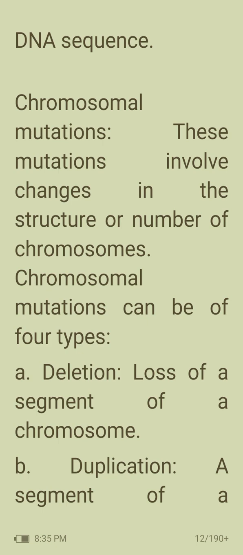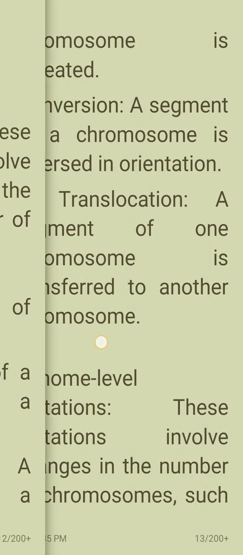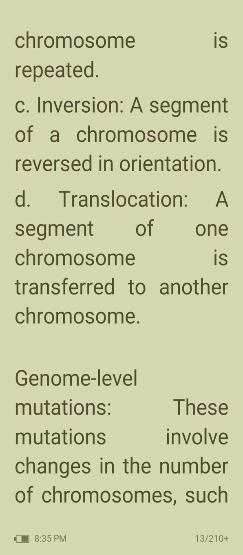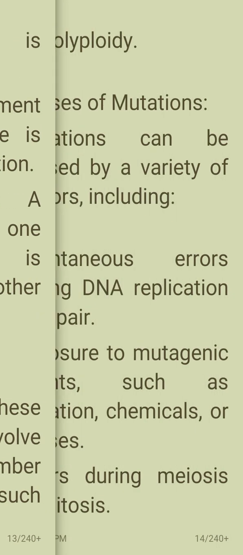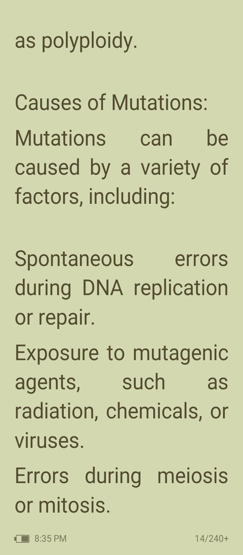Chromosomal mutations can be of four types. Deletion, loss of a segment of a chromosome; duplication, a segment of a chromosome is repeated; inversion, a segment of a chromosome is reversed in orientation; then translocation, a segment of one chromosome is transferred to another chromosome. Then genome level mutations. These mutations involve changes in the number of chromosomes, such as polyploidy.